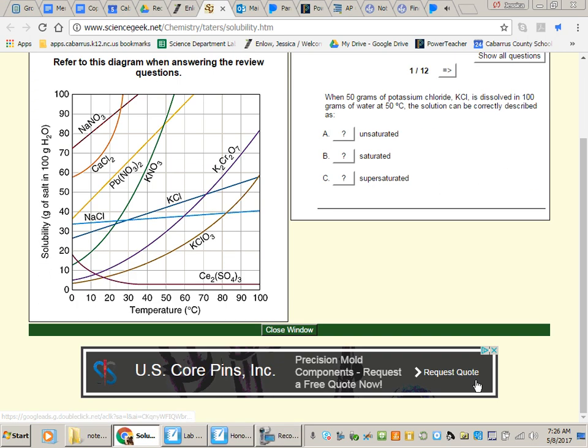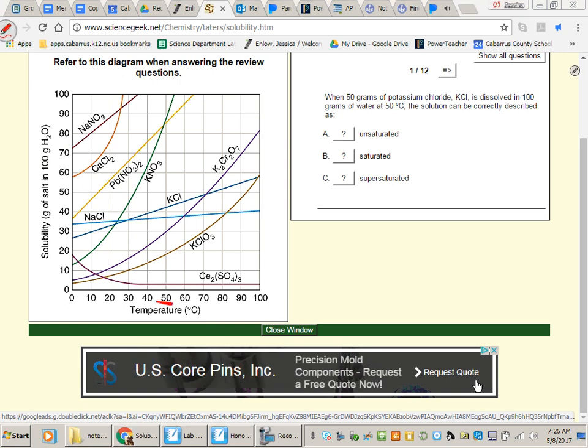Find KCl, which is this kind of blue line here, and then look at what? The 50 degrees mark, so down here, and then what? Go up from the 50 all the way up till you touch the line. So that dot right there is representing what? A saturated solution. So at 50 degrees, how much should dissolve? 42. Exactly 42 grams should dissolve.